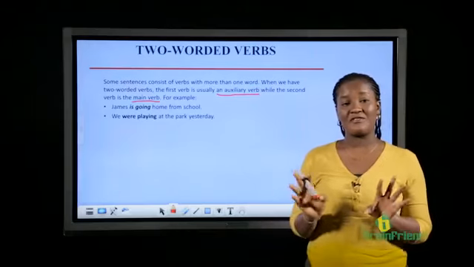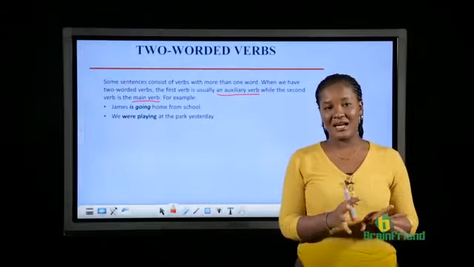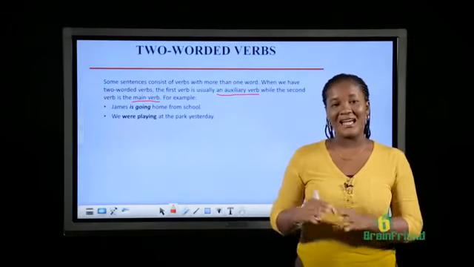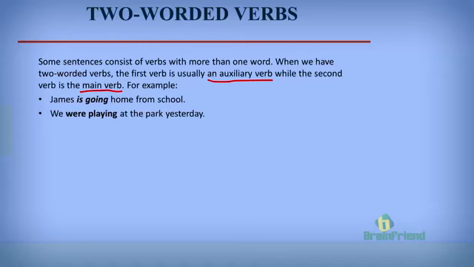main verb. When we have verbs that are made up of two parts or two words, which are verbs, most times you find that the first word is an auxiliary verb, and the next word is the main verb. For example, James is going home from school. We were playing at the park yesterday. Now notice here that there are two words which are verbs, and the first word is an auxiliary verb, and the second word going is the main verb.